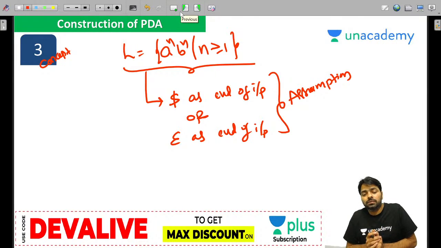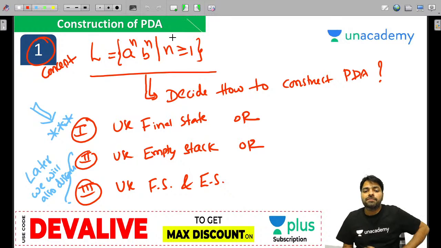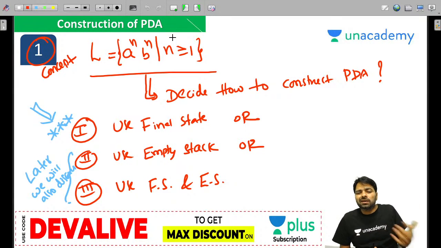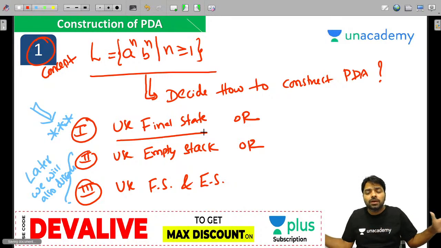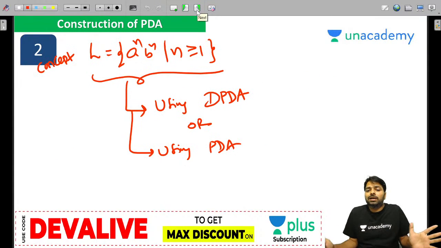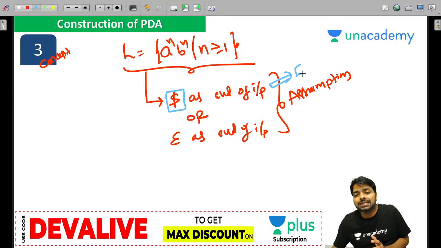So you can look at the dollar, or at epsilon, or at Z naught on the top of the stack if you want. This is the third concept you require. Remember guys, in total 3 concepts you need to follow. First, do you want to use the final state or empty stack or both? Because for PDA we have 3 mechanisms, for DPDA we have 2 mechanisms, right? So the second concept decides the first concept, which mechanism you want. I am going to follow the final state for both PDA and DPDA, because that is the standard mechanism in the world. And next I am going to use the dollar as the end of the input, because that looks easy to explain.